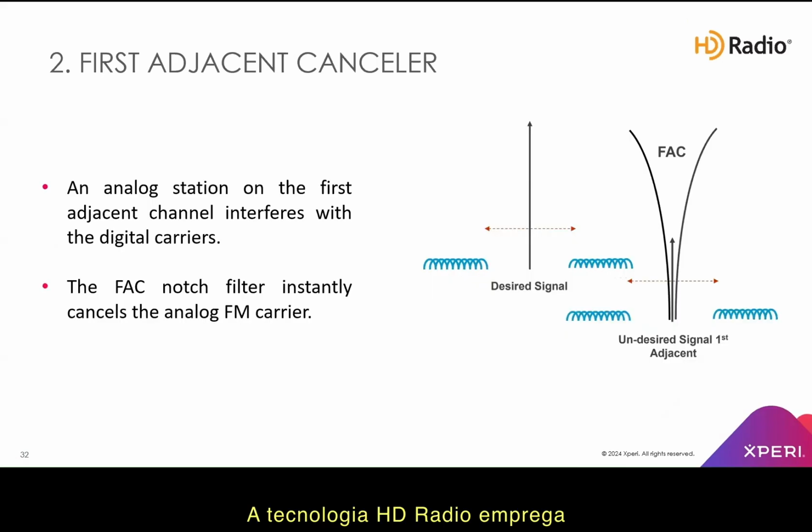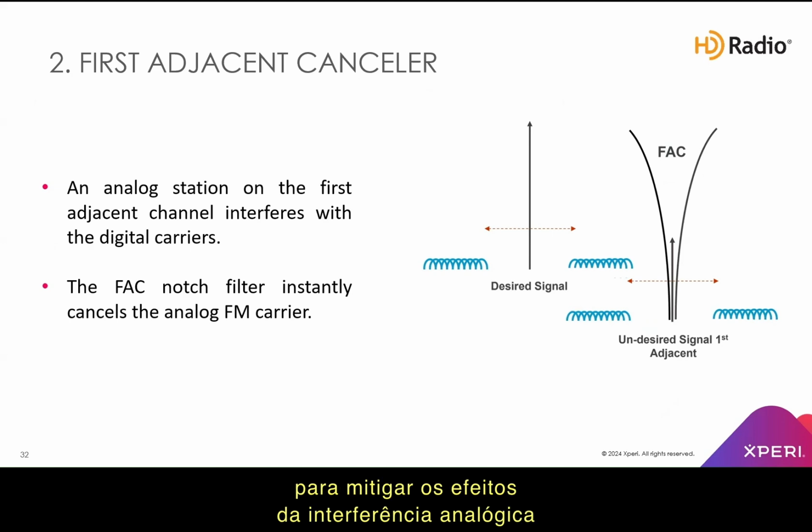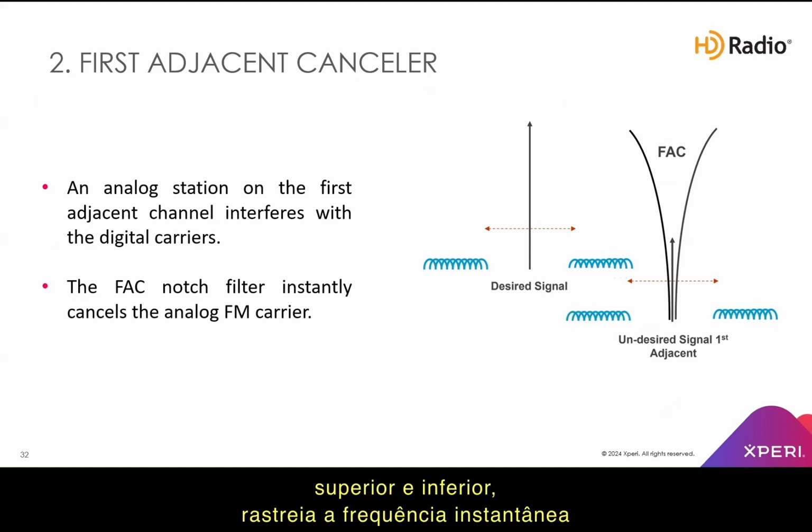The HD Radio technology employs a patented first adjacent canceller to mitigate the effects of first adjacent channel analog interference to the digital. The FAC, which is simultaneously active in the upper and lower digital sidebands, essentially tracks the instantaneous frequency of a first adjacent channel analog interferer and nulls its effect on the digital information.